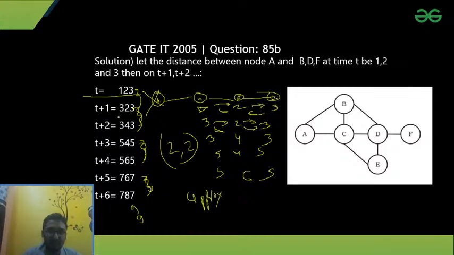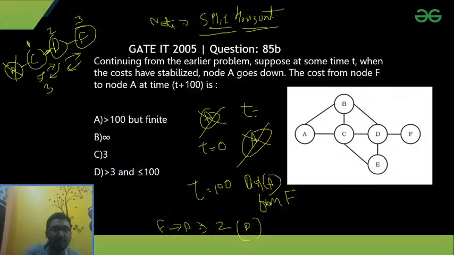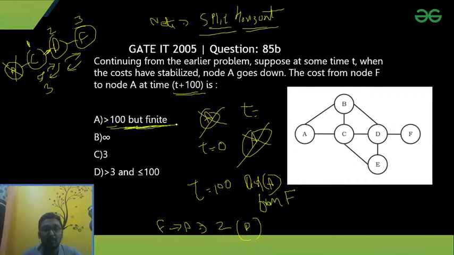Fine. And there is no concept of infinity. They have not explained what is the max value it can reach. They are simply asking what will be its value at time t plus 100. So the answer is that it will be greater than 100 but finite.